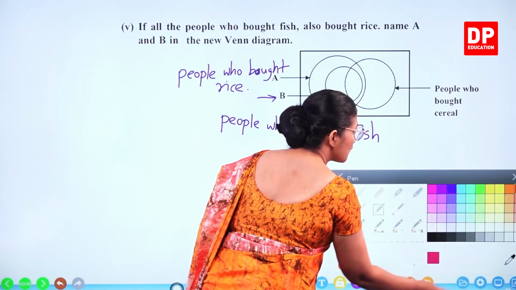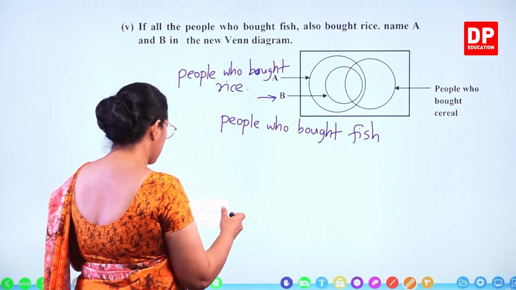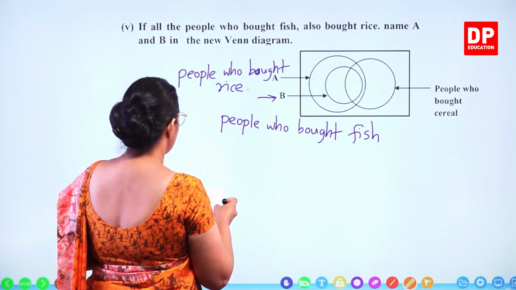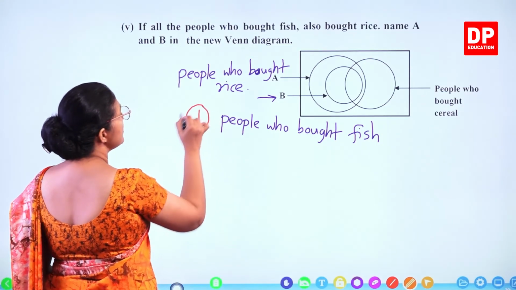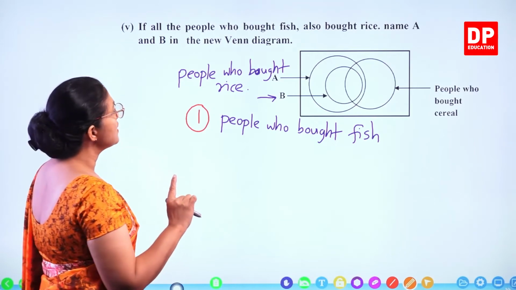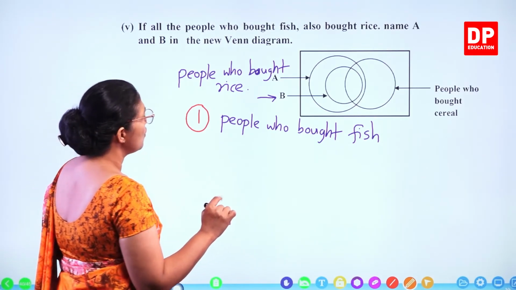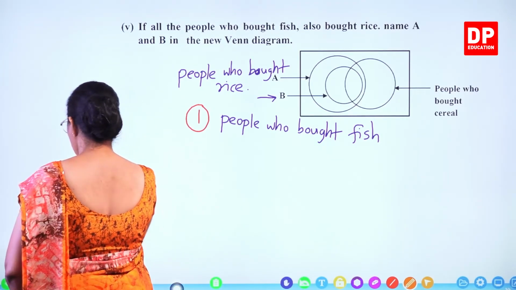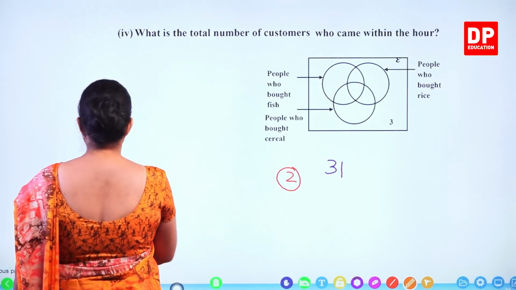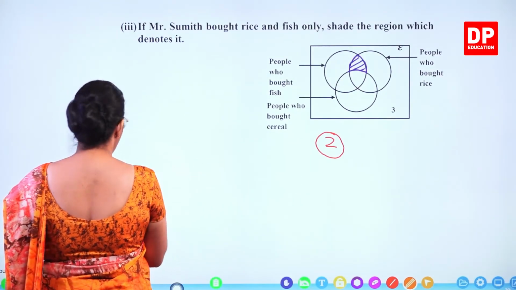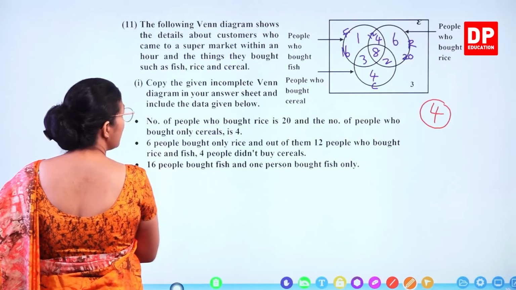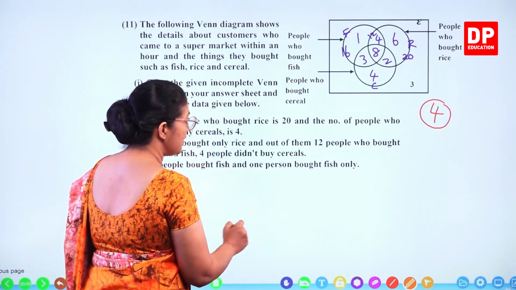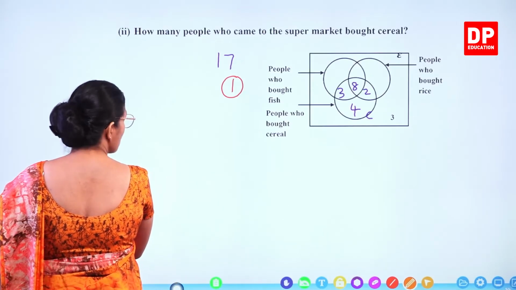So how many marks for that? You are getting 1 mark for that, writing down, identifying the 2 sets. So altogether we gave 10 marks. 1, 2, 3, 4, 5, 6 and then 4. Altogether 10 marks for that question.